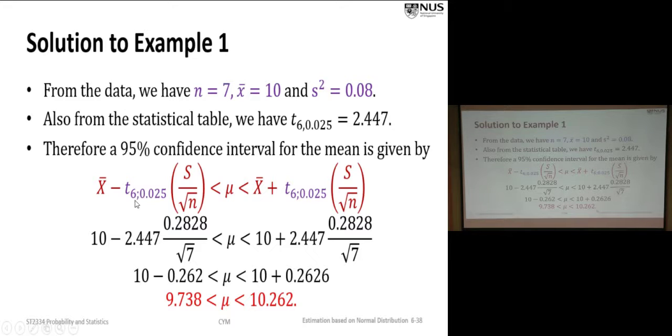Because we only have 6, I cannot replace this by Z 0.025, which is supposed to be 1.96. So you can see that 1.96 and 2.447 is quite a big difference.